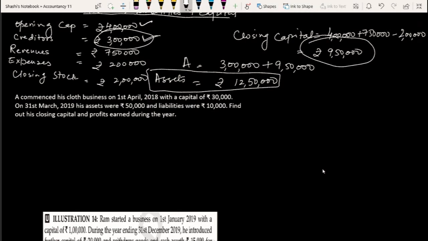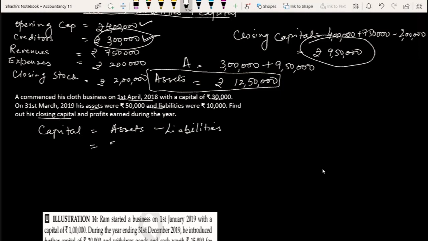A commenced his cloth business on 1st of April 2018 with a capital of 30,000. On 31st March 2019, his assets were 50,000 and liabilities are also given, and you have to find out the closing capital and also the profits. This is your opening capital on 1st April. We know closing assets and closing liabilities, so we can easily use the formula: capital is equal to assets minus liabilities.